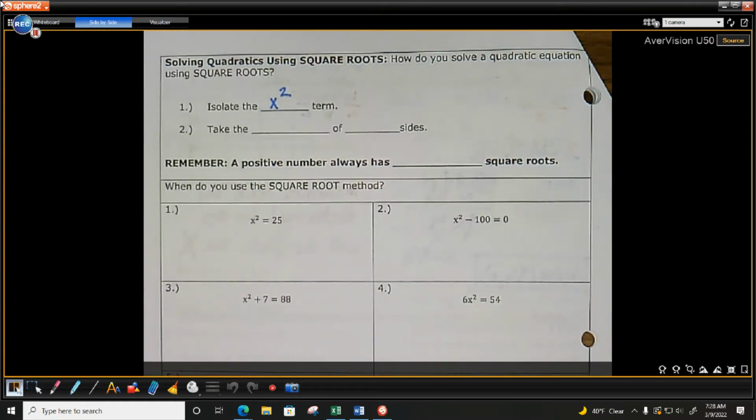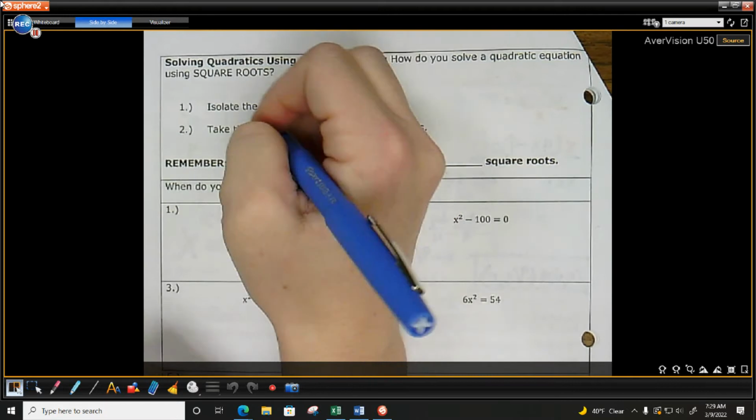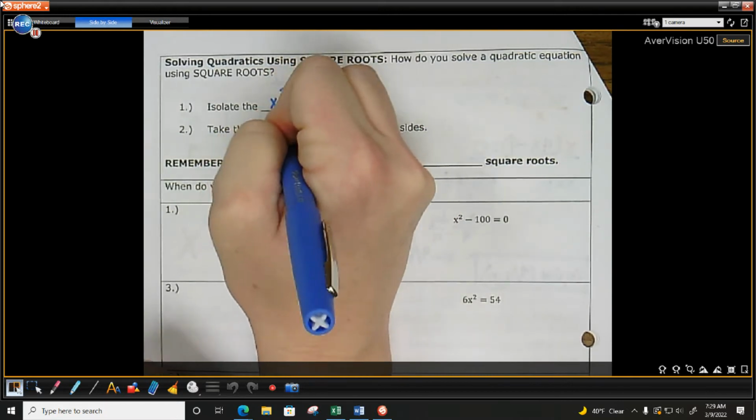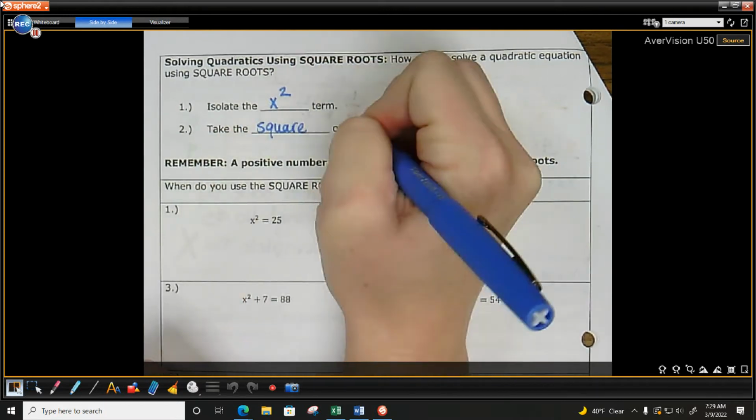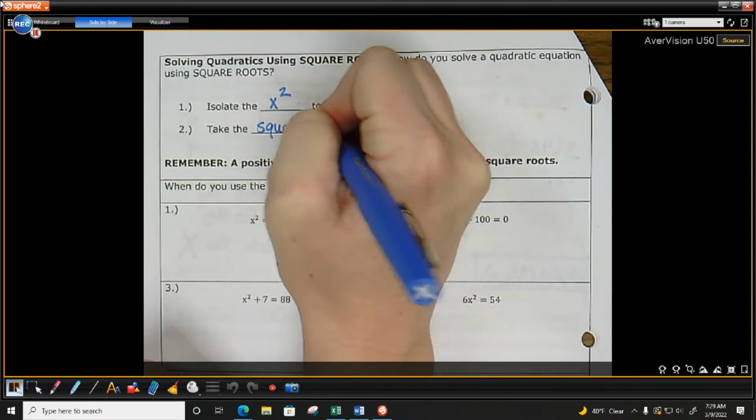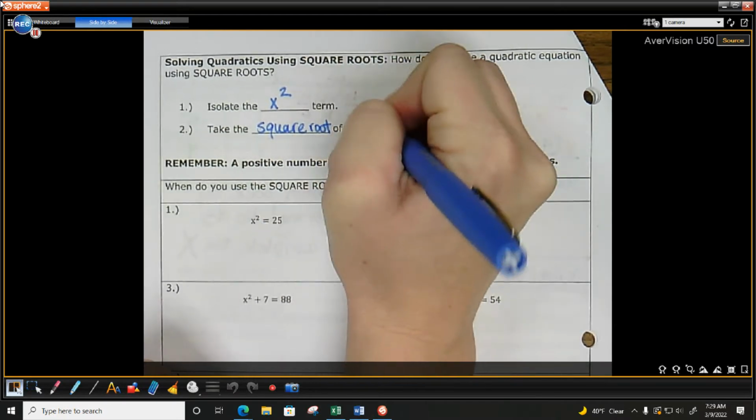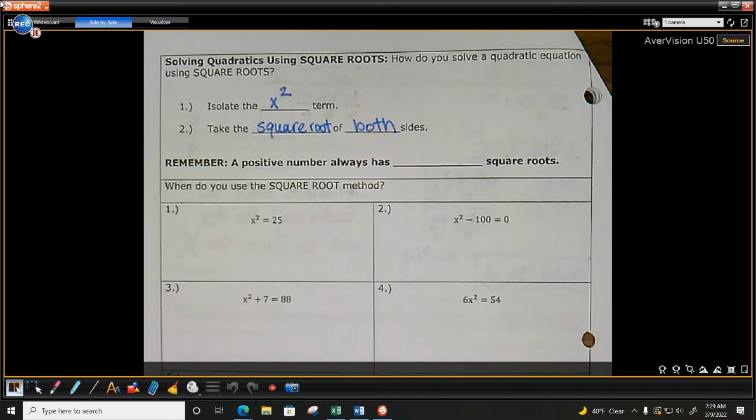What does it mean to isolate? Get by itself. We're getting it completely alone. We're getting our x squared completely by itself on one side of the equation. Instead of just solving for x, we're solving for x squared. Okay? What undoes a square? Square root. So then you're going to take the square root of both sides of the equation.